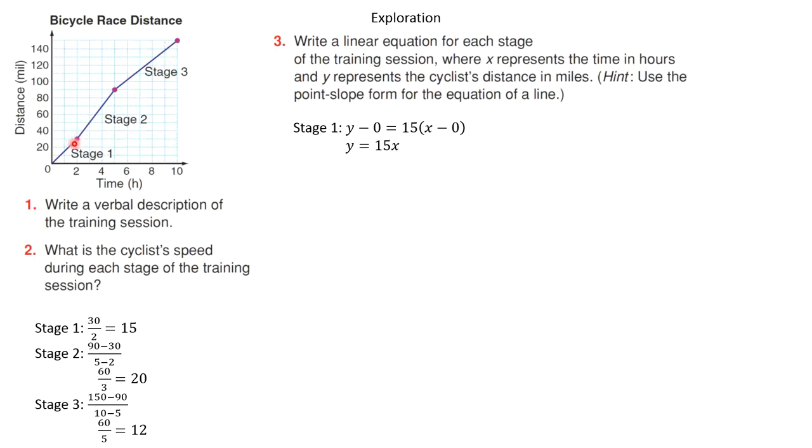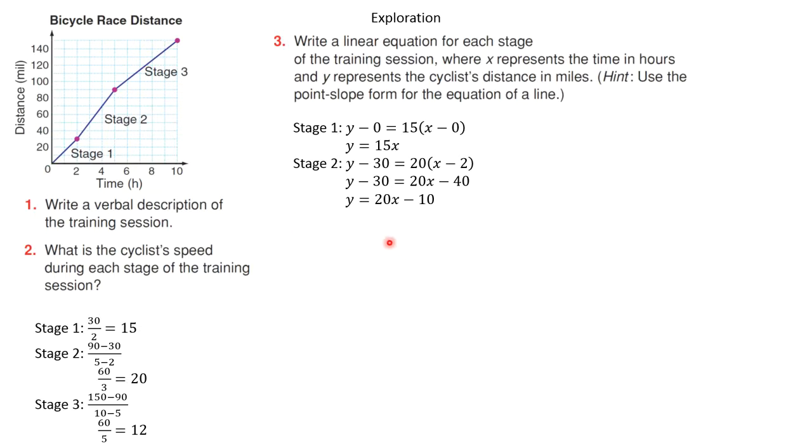Stage 2, I'm going to use the smaller of the 2 points just because the numbers are smaller and easier to work with. So y minus 30 equals 20 times x minus 2. Could have gone y minus 90 equals 20 times x minus 5 if we wanted to. We'd end up with the same thing. But here we're going to distribute the 20 to get 20x minus 40. Add the 30 over. Y equals 20x minus 10. If we extended this line backwards, does it make sense it would hit at about negative 10?